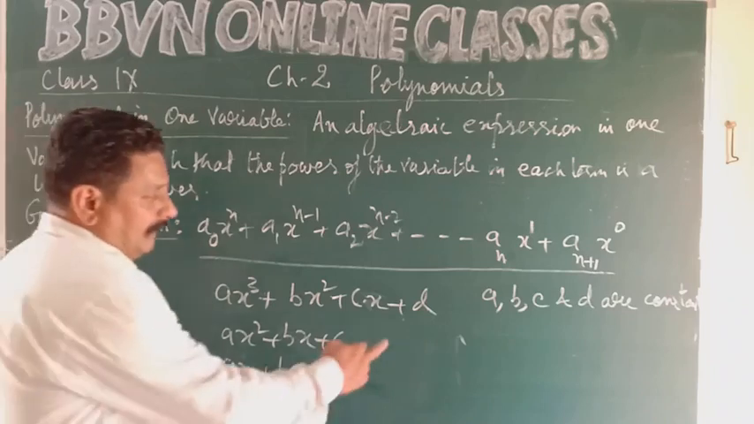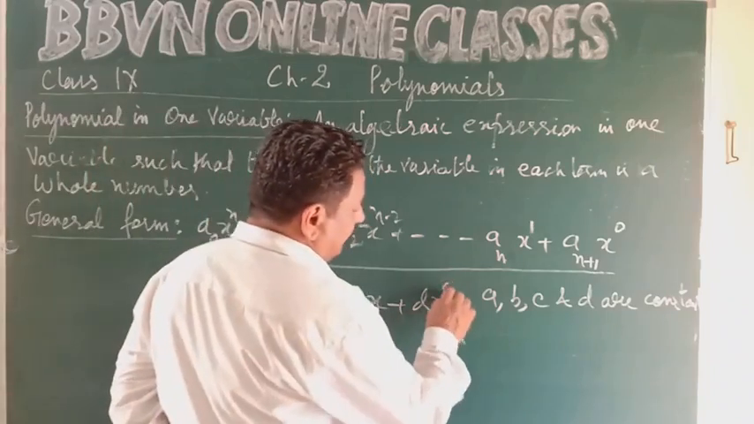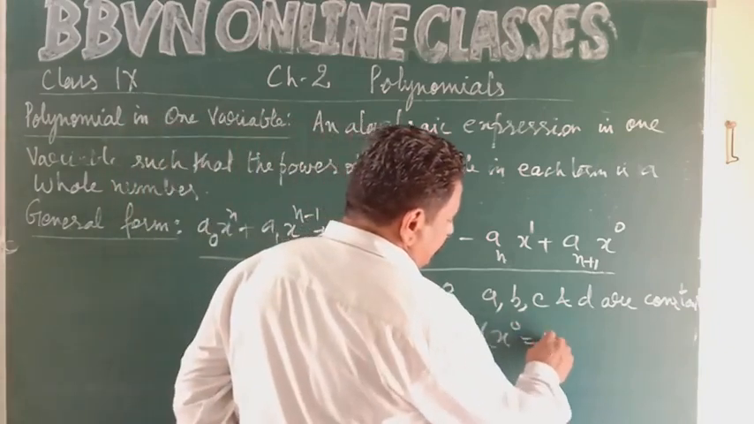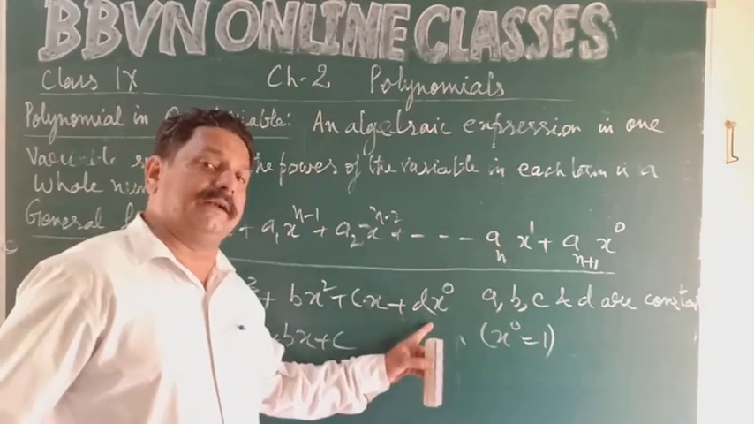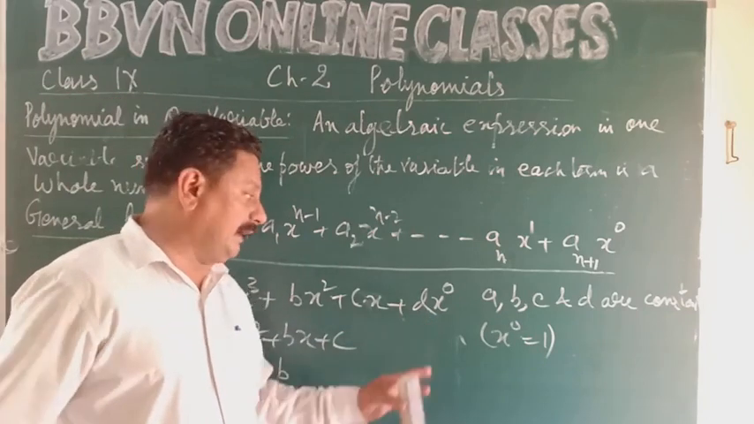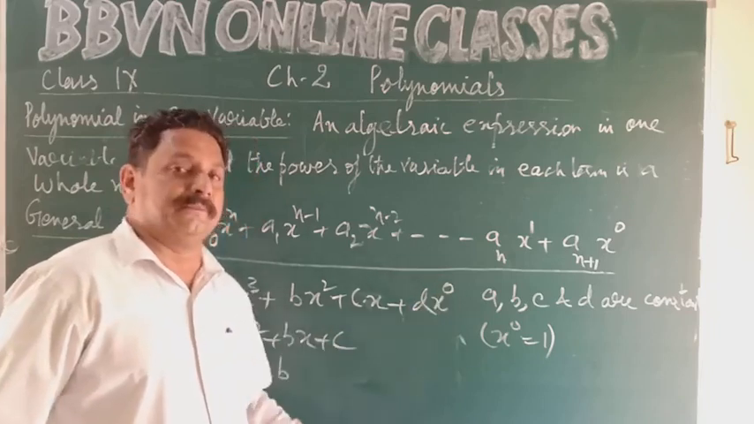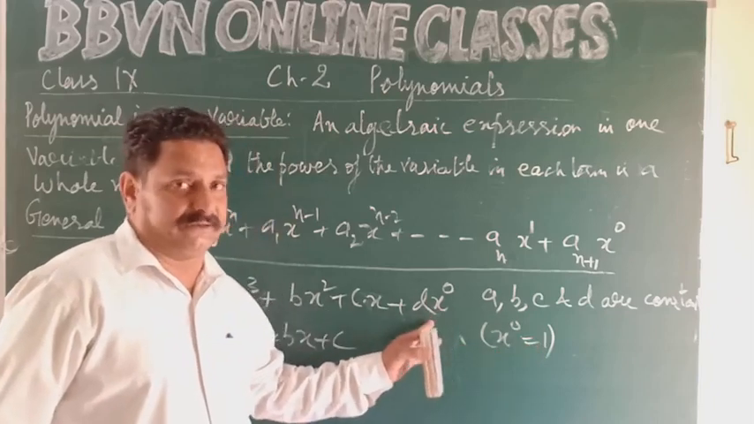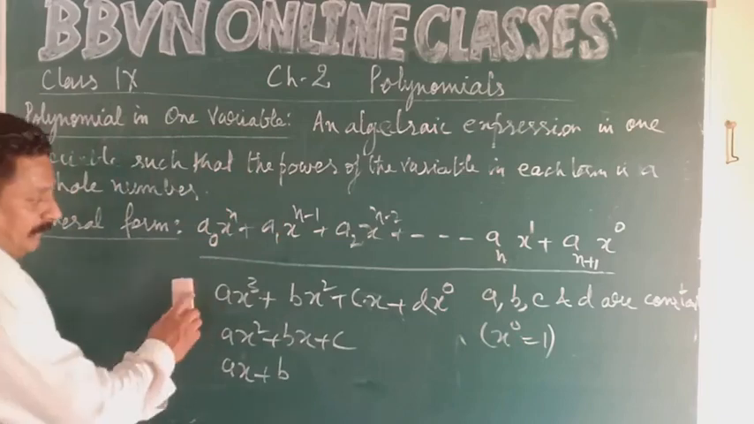So children, in this term we see there is no x. It means the power of x is 0 here, because we know very well x to the power 0 is equal to 1. So if you have a constant quantity in a polynomial, it is understood that it is the constant quantity multiplied by x to the power 0. Since x to the power 0 is equal to 1, we do not mention it. D into 1 is d, right? This is the general form of a polynomial.